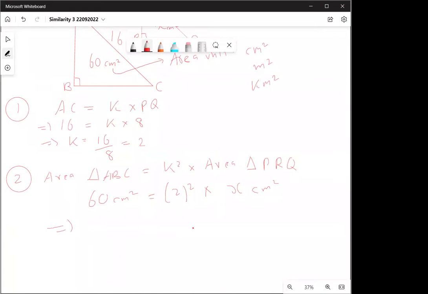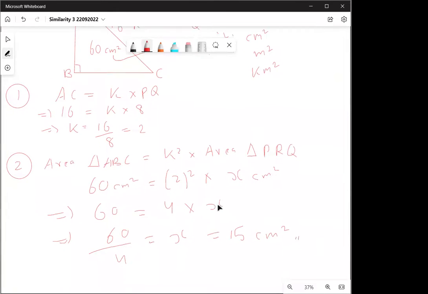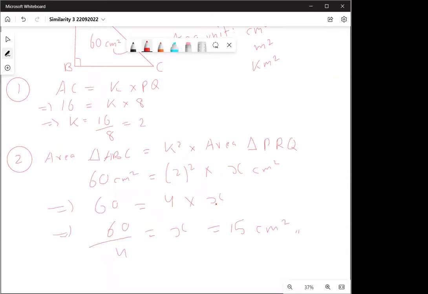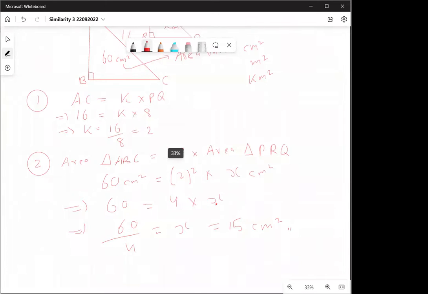So can I find X? What is X? Tell me. Sir, X equals 15. X is equal to 60 divided by 4. Any doubts here? Any questions? Tell me. Sir, can you repeat it again? Can I repeat it again? Yes, yes, sir.